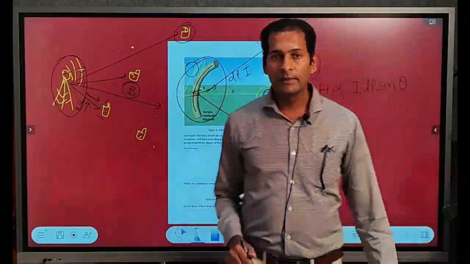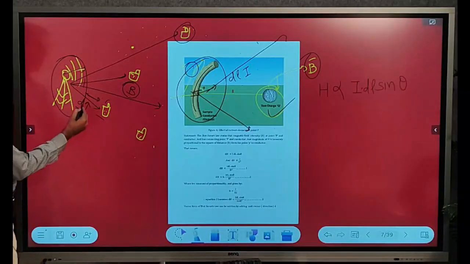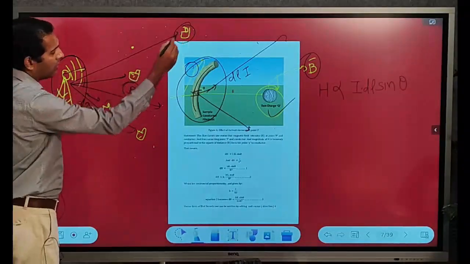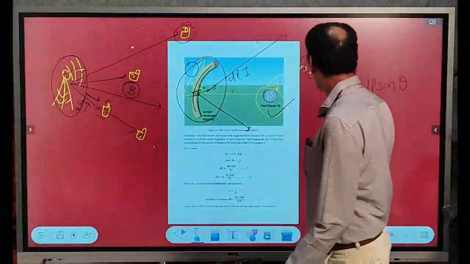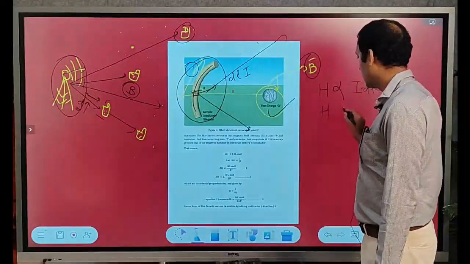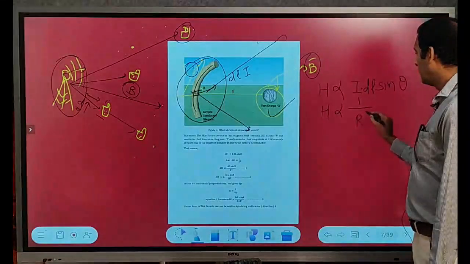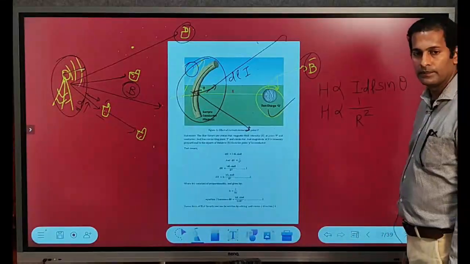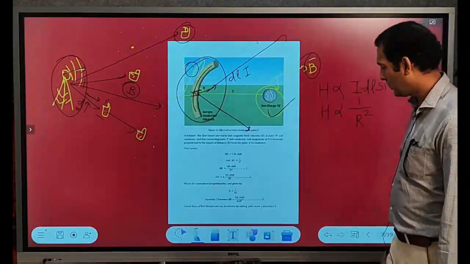Then what did he say? This H or B is inversely proportional to the distance. As you go away from the source, the signal strength will decrease. So what is his other statement? H is inversely proportional to the square of the distance between them. Now we just have to club these two. So what will be H?